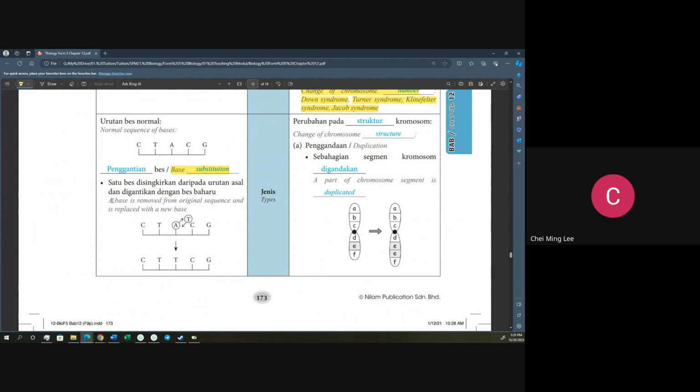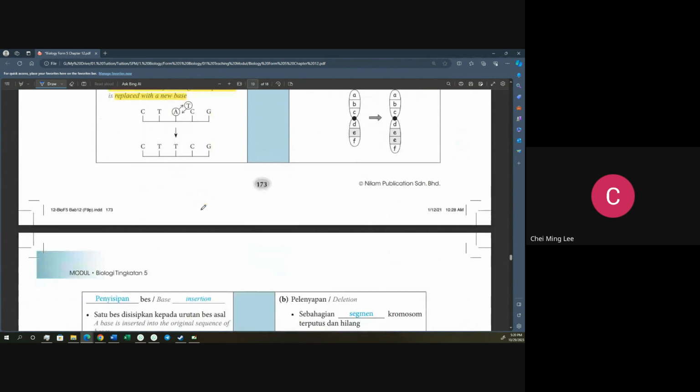For base substitution, a base is removed from the original sequence and then we replace it with a new base. For example, for this one, originally it should be CTACG, cytosine, thymine, something like that. And then now because of A, we change it with T, so it becomes CTTCG. So this is due to the base substitution.